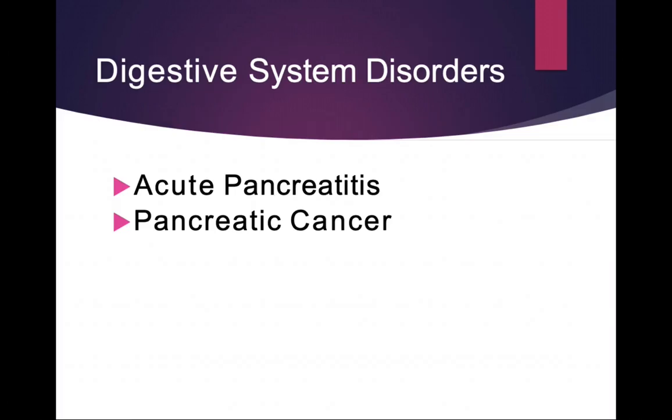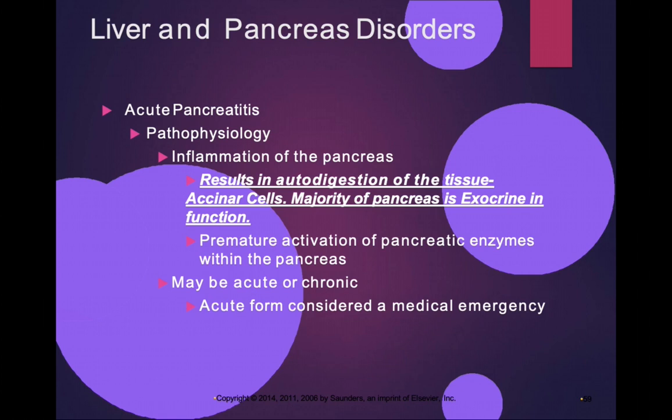Let's look at acute pancreatitis and pancreatic cancer. So the pathophysiology of acute pancreatitis is inflammation of the pancreas. What's causing the tissues to be inflamed? I want you to remember that the pancreas is endocrine and exocrine. In terms of endocrine, we're talking about insulin and glucagon. The beta cells release insulin and the alpha cells produce glucagon. Insulin is designed to lower blood sugar, glucagon is designed to raise blood sugar, and it goes to the liver to release the stored glycogen.